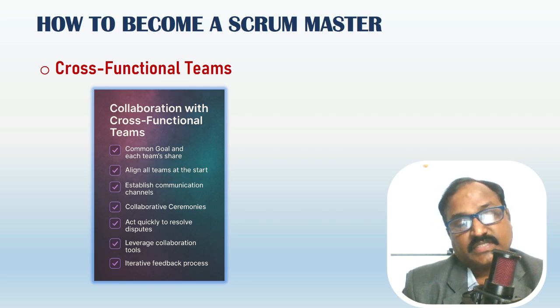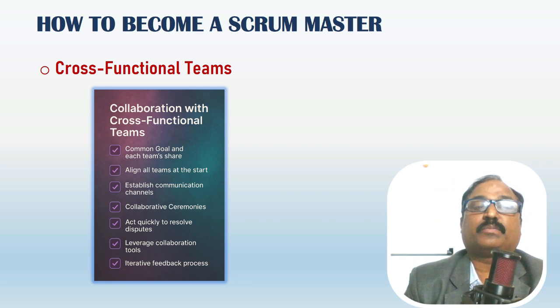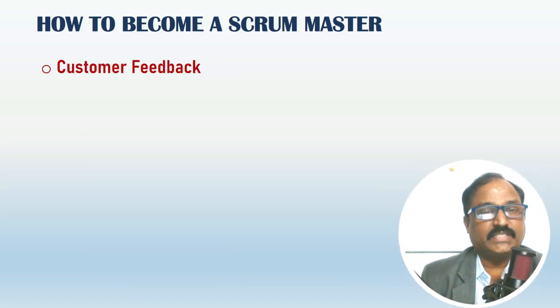Iterative feedback process. Collect feedback from the stakeholders after every sprint and incorporate the feedback in the next sprints. Customer feedback is the most important thing. You need to check what the customer satisfaction level is. This directly impacts revenue. How, I will explain along with the CSAT score.